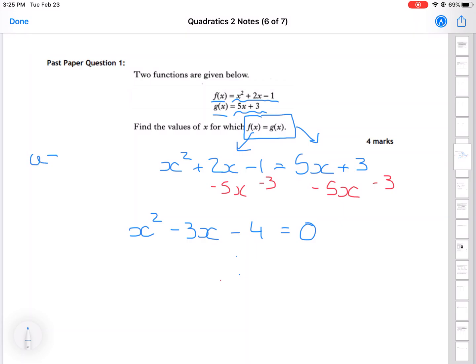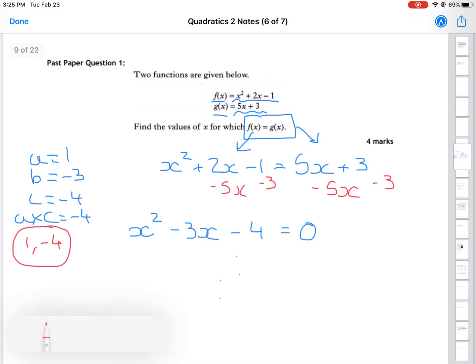A, B and C again, and then A times C. So A is 1, B is negative 3, C is negative 4, A times C is negative 4. I need two numbers that multiply to give negative 4, so I'm probably going to use 4 and 1, because they'll combine to give 3. It has to be positive 1 and negative 4, because 1 take away 4 gives the negative 3 that I'm after. So we'll make that x squared minus 4x plus 1x minus 4.